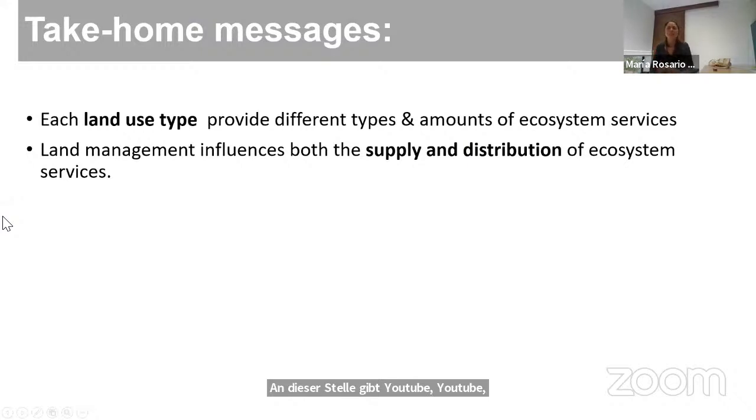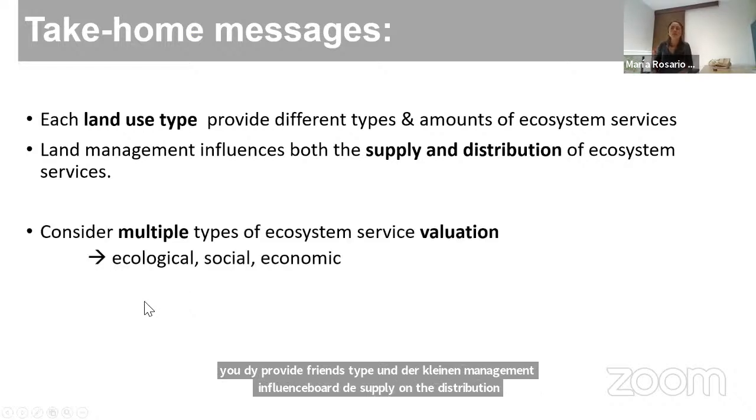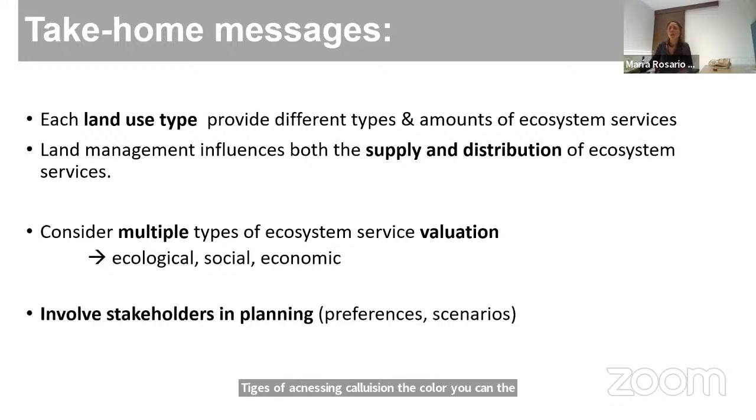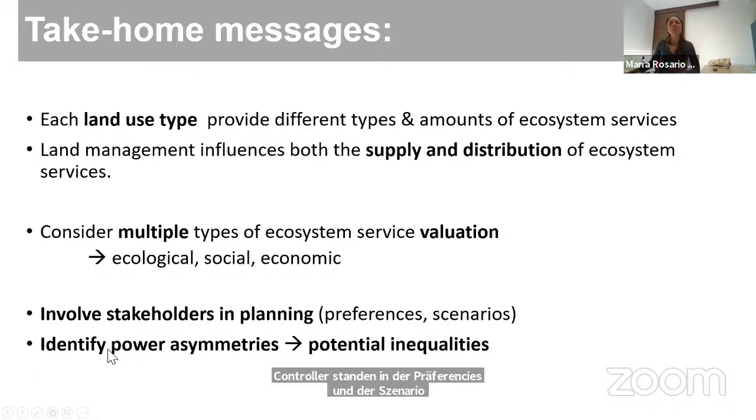just to summarize what I said, each land use type provides different types and amounts of ecosystem services, and land management influences both the supply and the distribution of the services. It's important to consider multiple types of evaluation, the ecological, the social, and the economic, because they provide different and complementary information. Also, it's critical to involve stakeholders in planning for understanding the preferences and the scenarios, and to identify power asymmetries to identify potential inequalities.